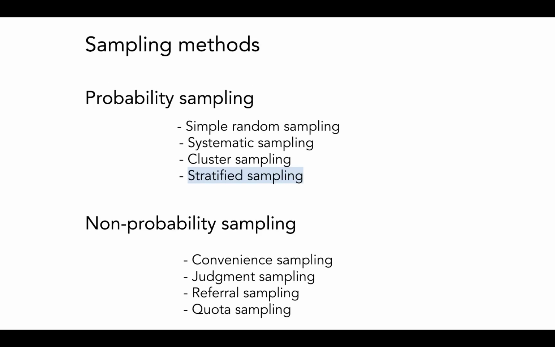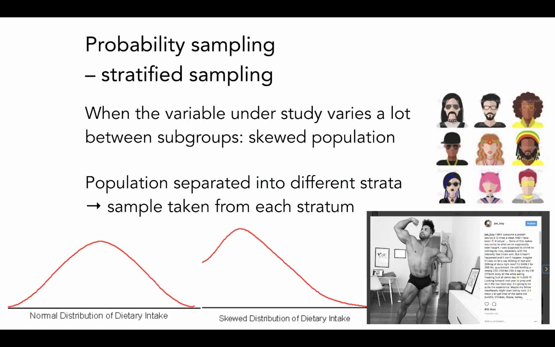The last type of probability sampling method is called stratified sampling. Stratified sampling looks a little bit like cluster sampling, but it's actually very different. So let me explain the differences. With stratified sampling, you also create subgroups in a population, just as you do with cluster sampling. So you have a whole population and you divide it up into subgroups.